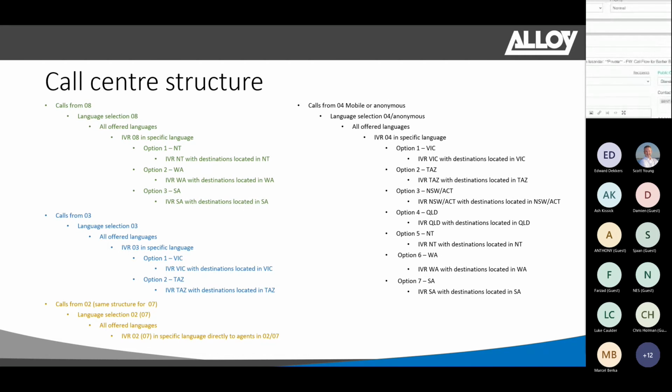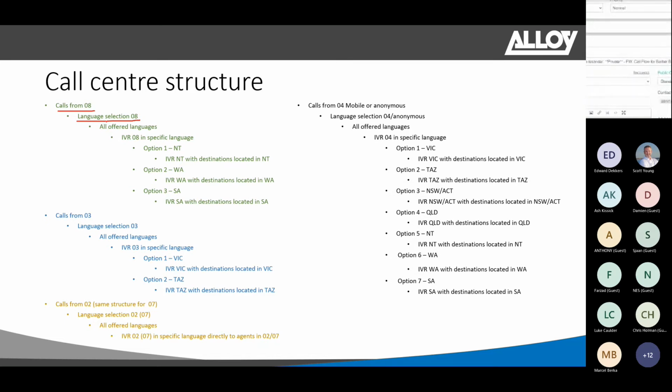The call center structure in that regard would look like this: calls from the 08 area are literally coming into the IVR 08. Then they get the language selection offered based on what languages are around. So, for example, press 1 for English, drücken Sie 2 für Deutsch, appuyez sur le 2 pour français, and all that stuff. I can't speak Chinese, I've taken Chinese here.